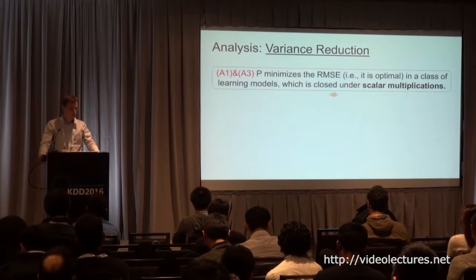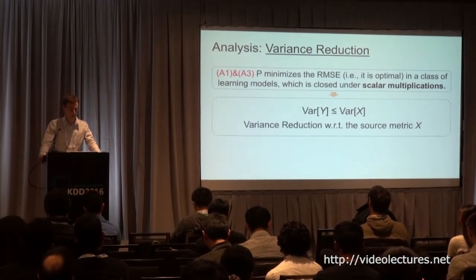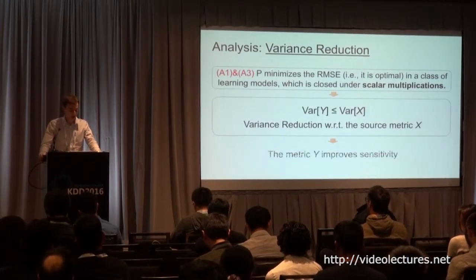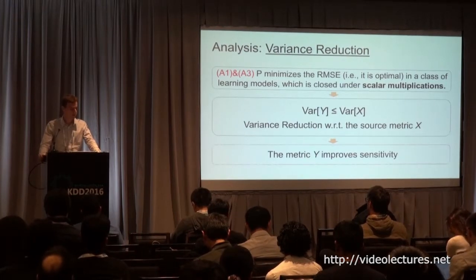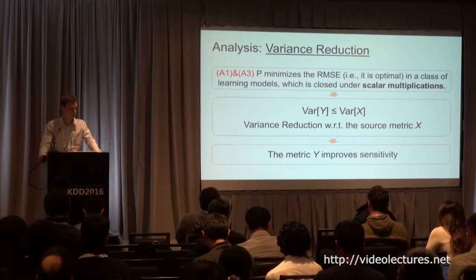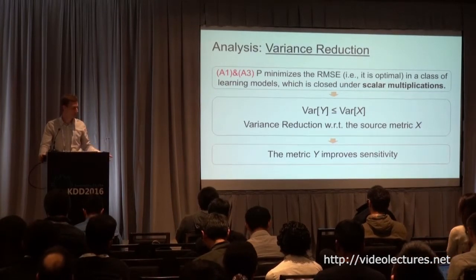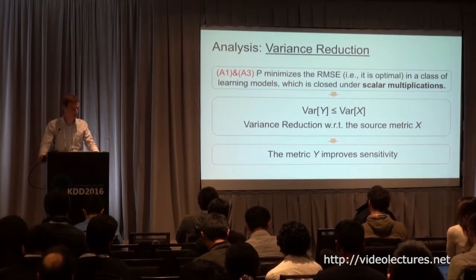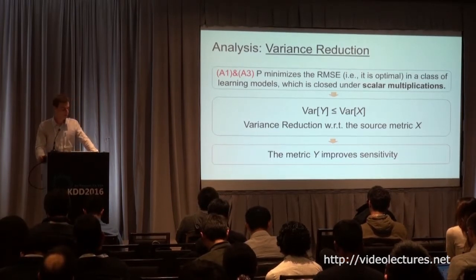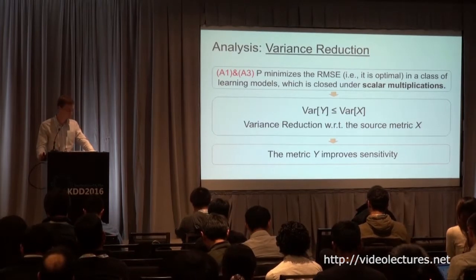On the other hand, the optimality in a class closed under scalar multiplication implies that the variance of the modified metric y is lower than that of the source metric x. Hence, we have variance reduction with respect to the source key metric x. And the novel metric thus improves sensitivity.